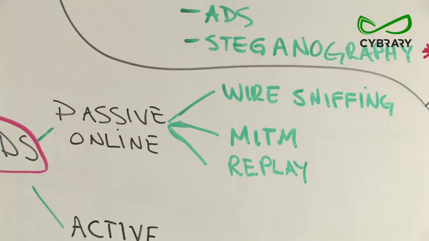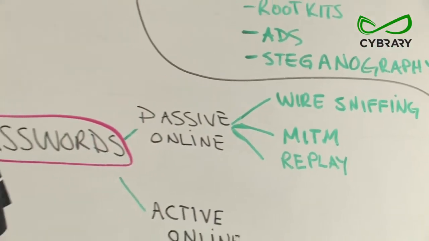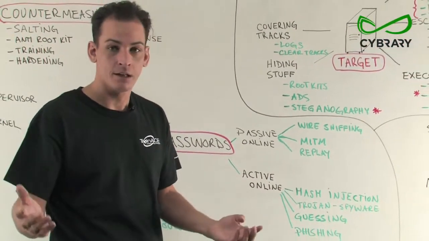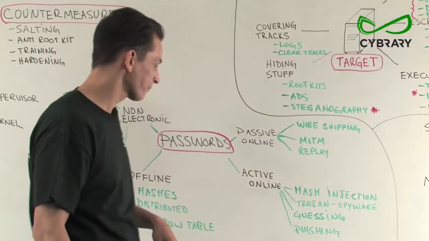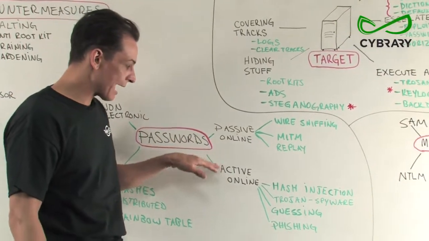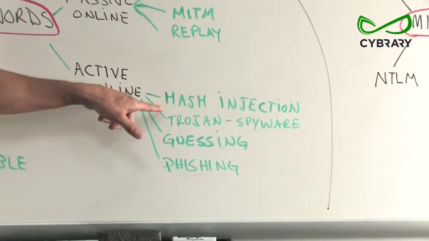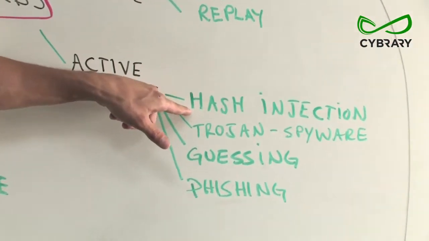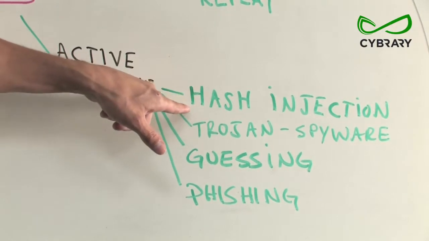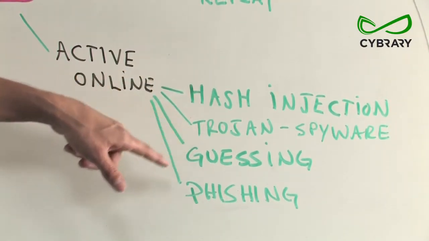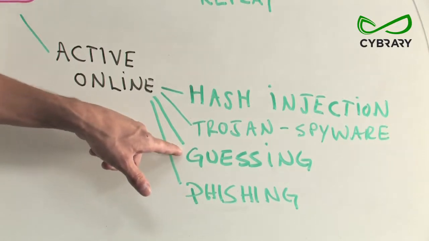So why should I try to crack the password if I can just capture it and replay it? If the destination system says, okay, yep, that's what I wanted to know, let me in, okay, great, easy for us. Passwords, active online. So now we're reaching out and we're touching our targets. This is where attacks, especially in the wireless world, use techniques like hash injection, or you can use Trojans or spyware, or simply start guessing.